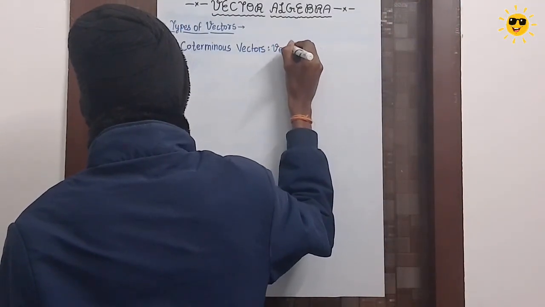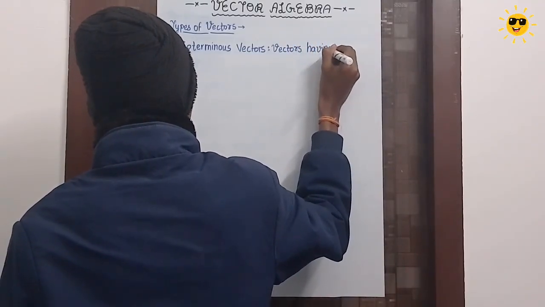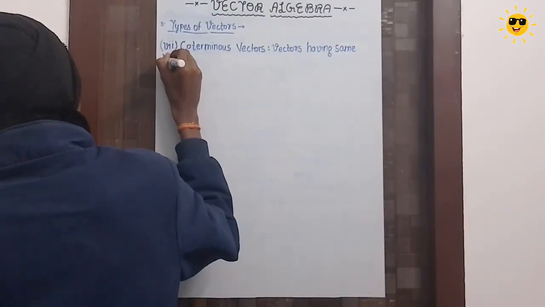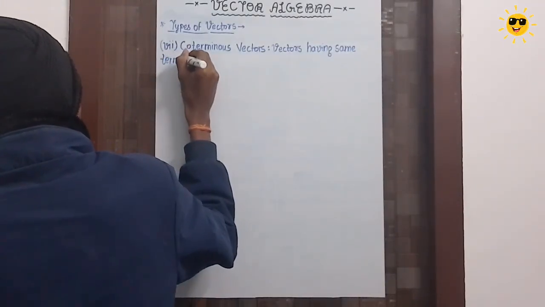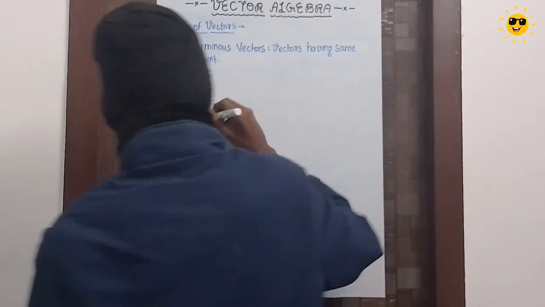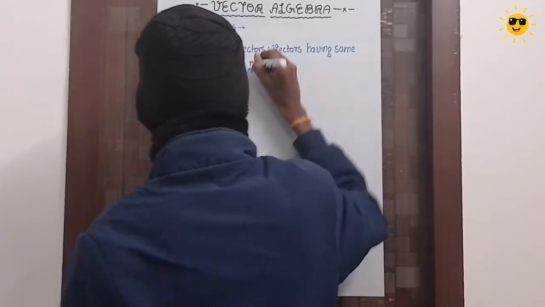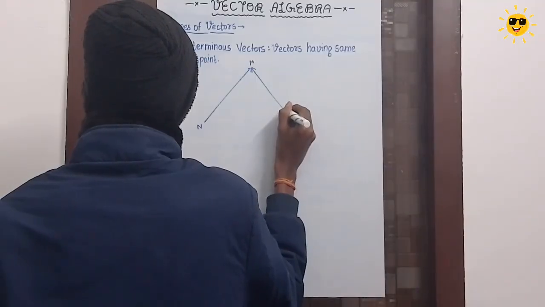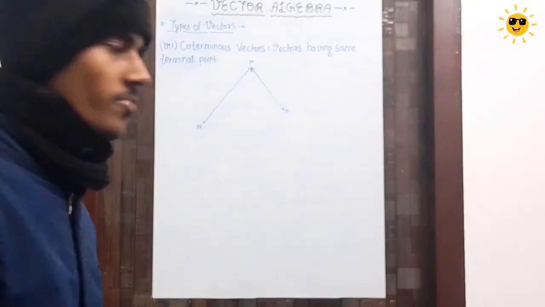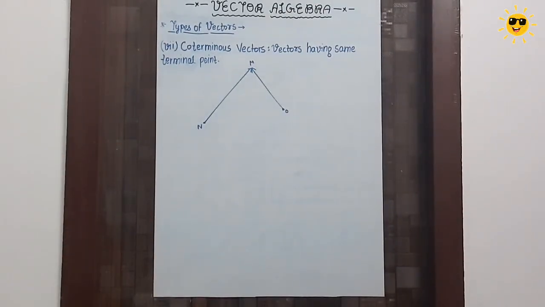Coterminous vectors: vectors having the same terminal point. Suppose this is a vector and this is a vector 2. Vector NM and vector OM are coterminous because their terminal point M is the same.